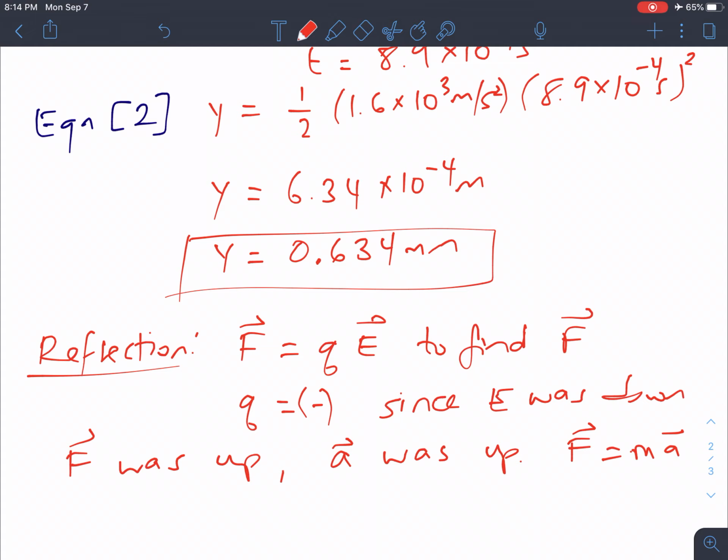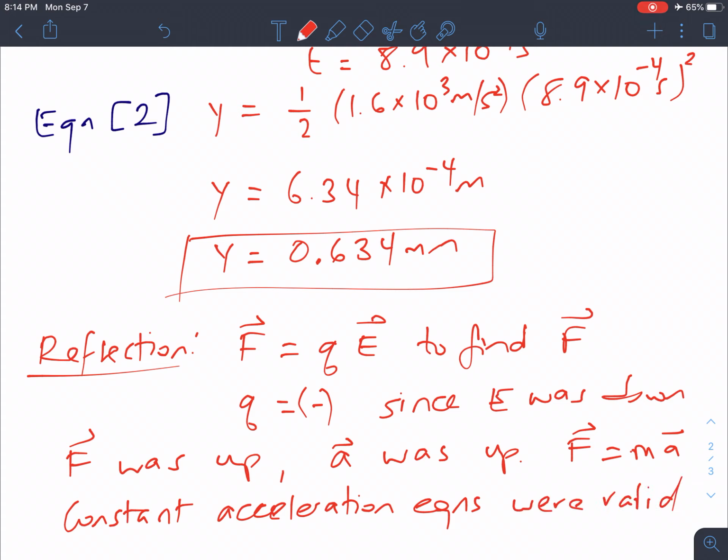After that, since the force was constant, acceleration was constant, so we were able to use the constant acceleration equations, especially the position equations. Constant acceleration equations were valid. And that's how we figured out y. First we found the time from the x-axis, and then we solved for y.